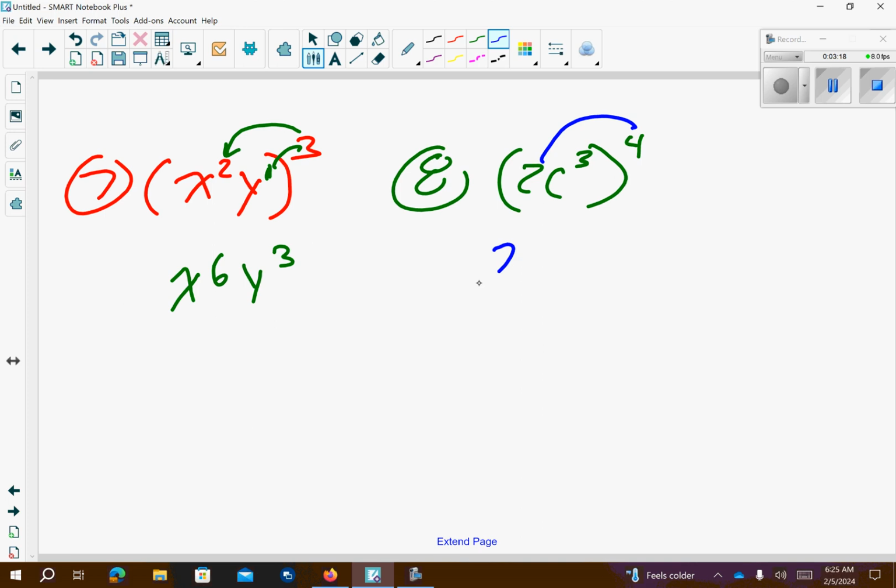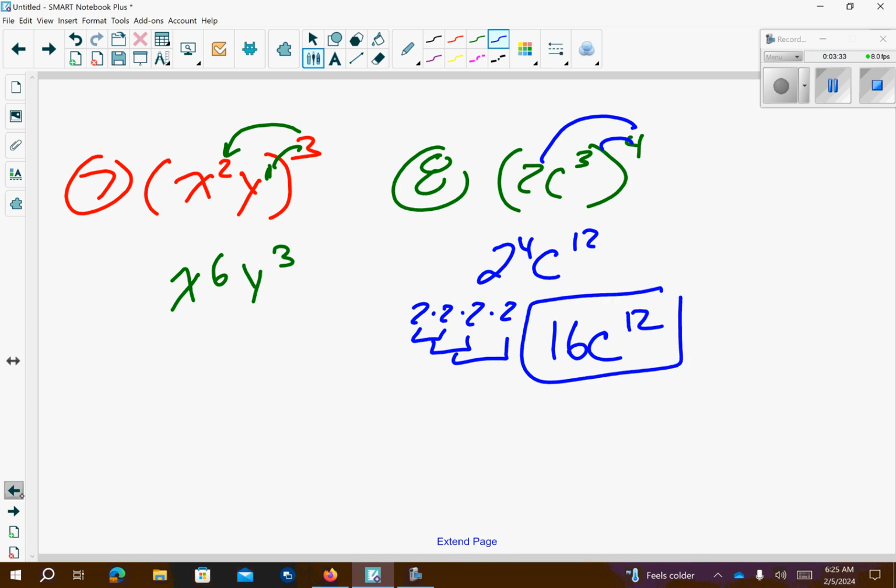Number 8, we have 2c to the third, parentheses, raised to the fourth. So that's going to give me 2 to the fourth, and that's going to give me c to the 12th. Now 2 to the fourth is 2 times 2 times 2 times 2. So let's do that. 2 times 2 is 4, times 2 is 8, times 2 is 16. So I get 16c to the 12th for my answer.